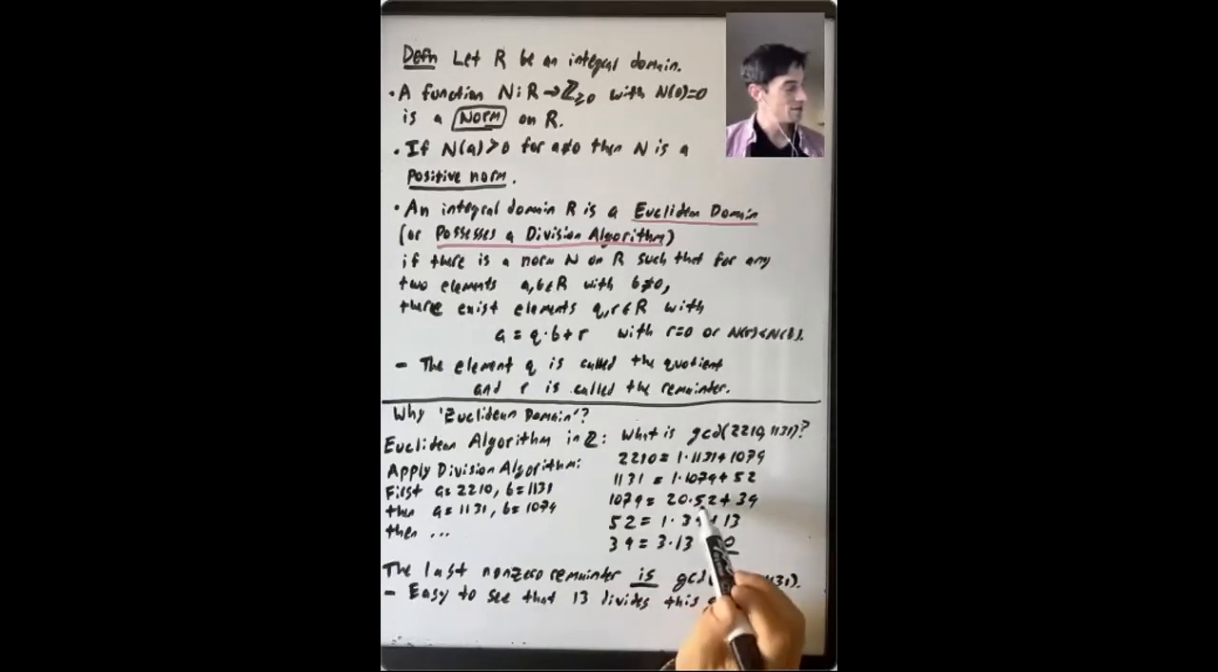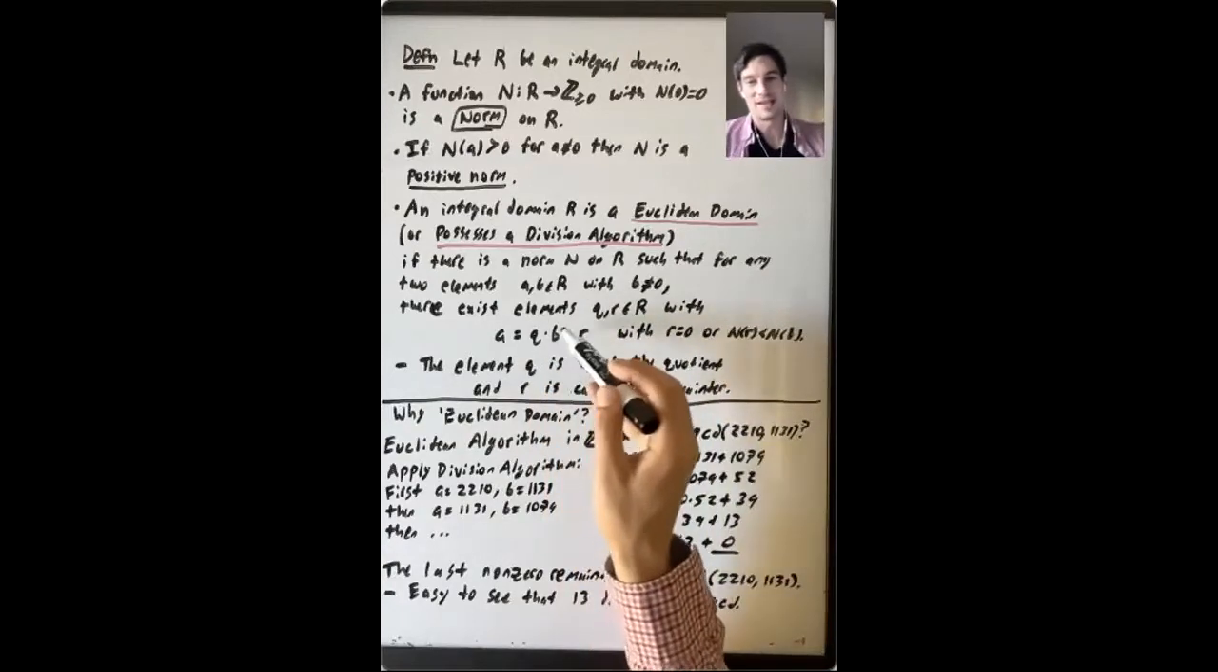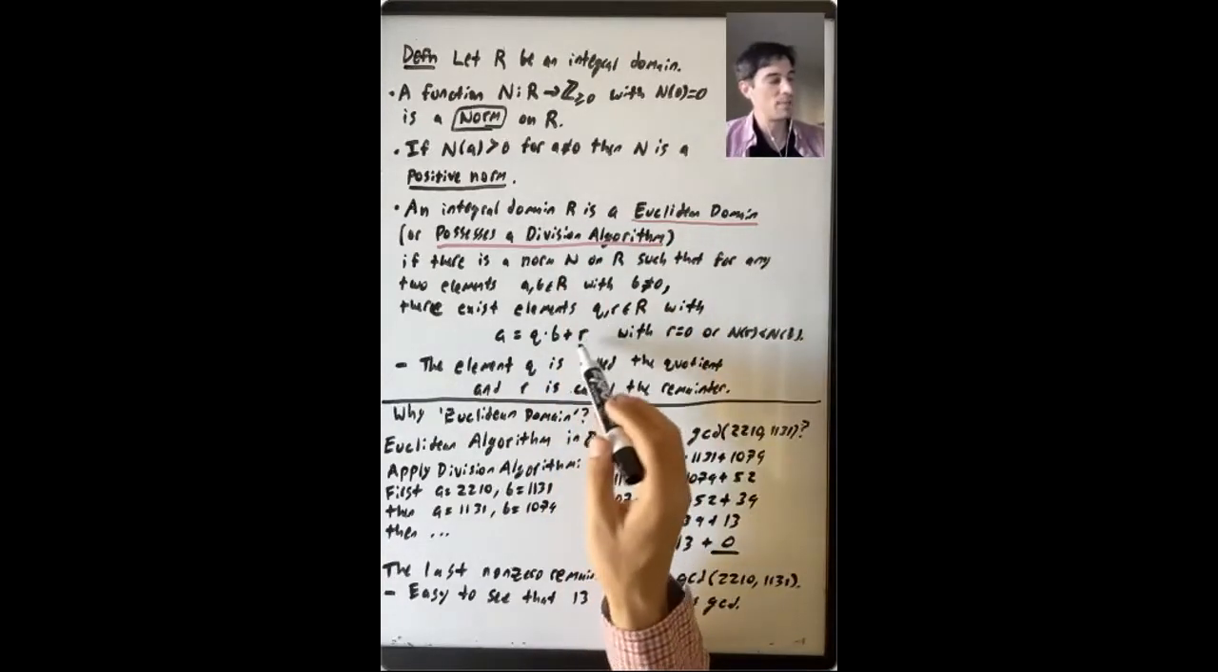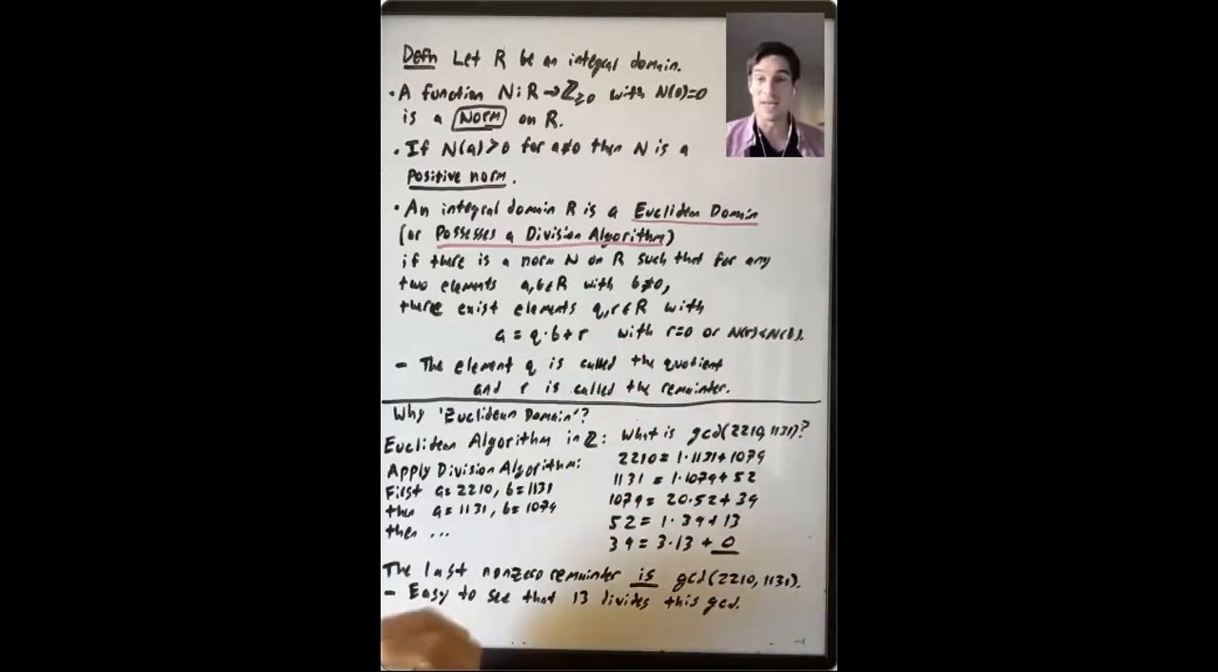We're going to apply it again with 52 and 39. 52 is 1 times 39 plus 13. Now we apply it again with 39 and 13. 39 is 3 times 13 plus 0. Now we can't apply it again, because we would be applying it with A equals 13 and B equals 0. But you can't divide by 0. This isn't in Z, this is in a general integral domain here, but it doesn't make sense to apply a division algorithm where B equals 0.